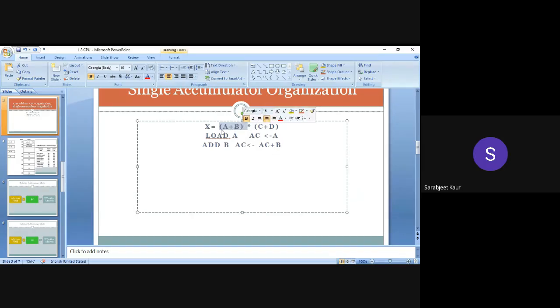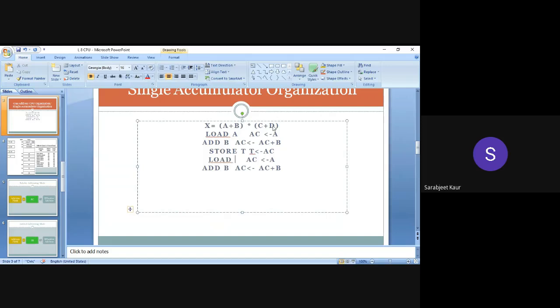Now let us store this value in a temporary variable. Okay. So for that, generally we use T for temporary variable. So let me say store T. Now T may be a memory variable or a register. Okay, I'll say store T, and then now we can do the same thing for the C plus D, right?